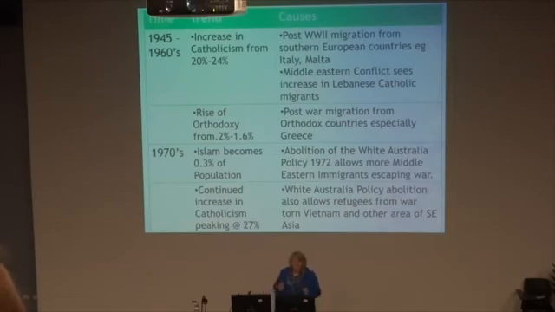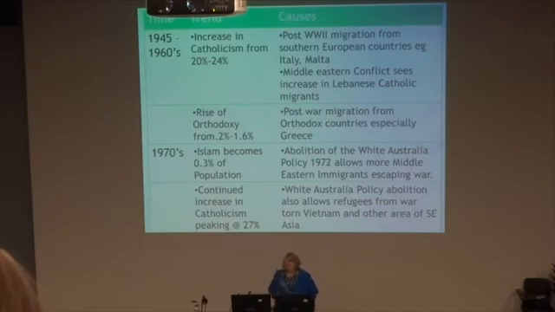In the 1970s, a little different. Islam appears on the census for the first time. It becomes 0.3% of the population, largely because of conflict in the Middle East, Lebanese civil war, and something that the Whitlam Labor government did as its first action after election in December 1972. It finally abolished the White Australia policy, which had been in decline for about 15 years, but it finally abolished it. That meant that people did not have to look Anglo or sound Anglo to be accepted into Australia. And that was the start of our real diversification.